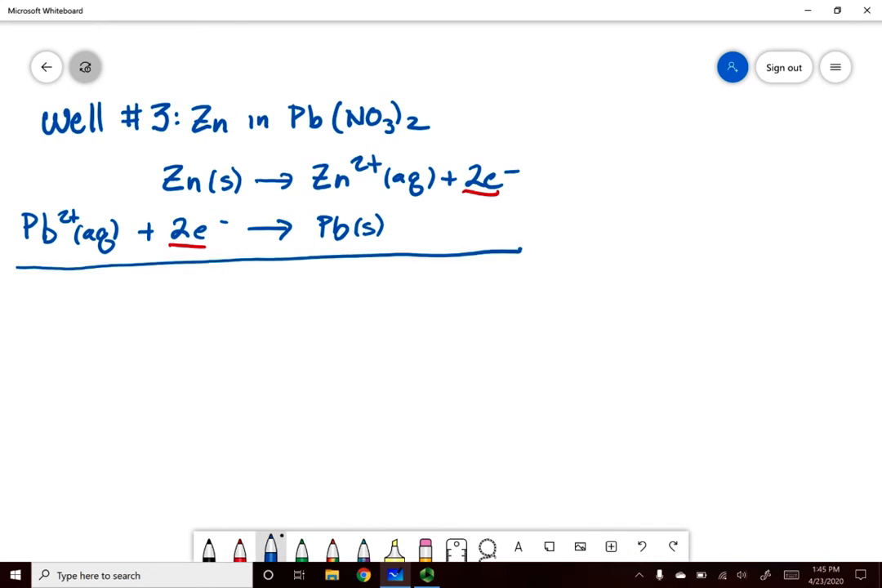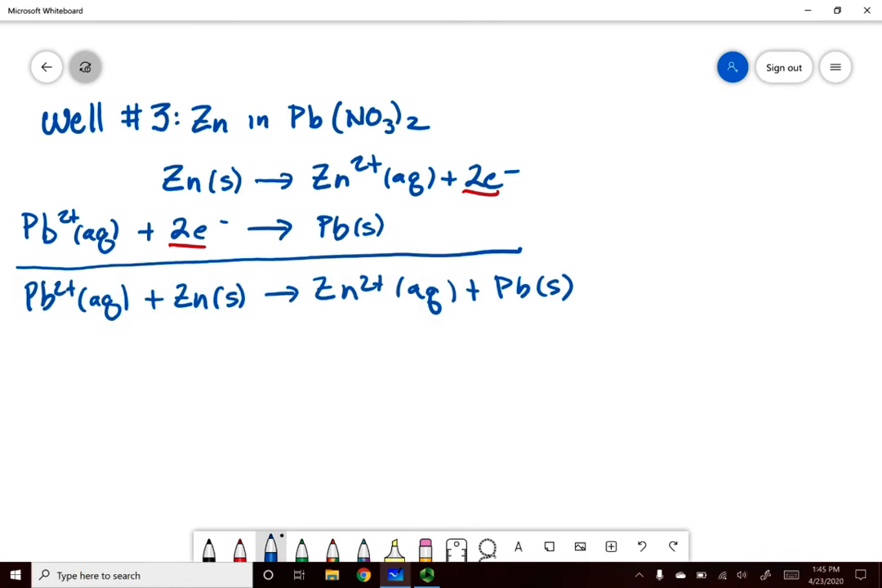Now we can add our reactions together. Be sure to cross out the electrons on either side of the reaction and make sure that you keep all the states consistent. Now we can write this reaction as is, because what we saw in the video was that the reaction proceeds. You saw that the zinc was being coated by lead metal.